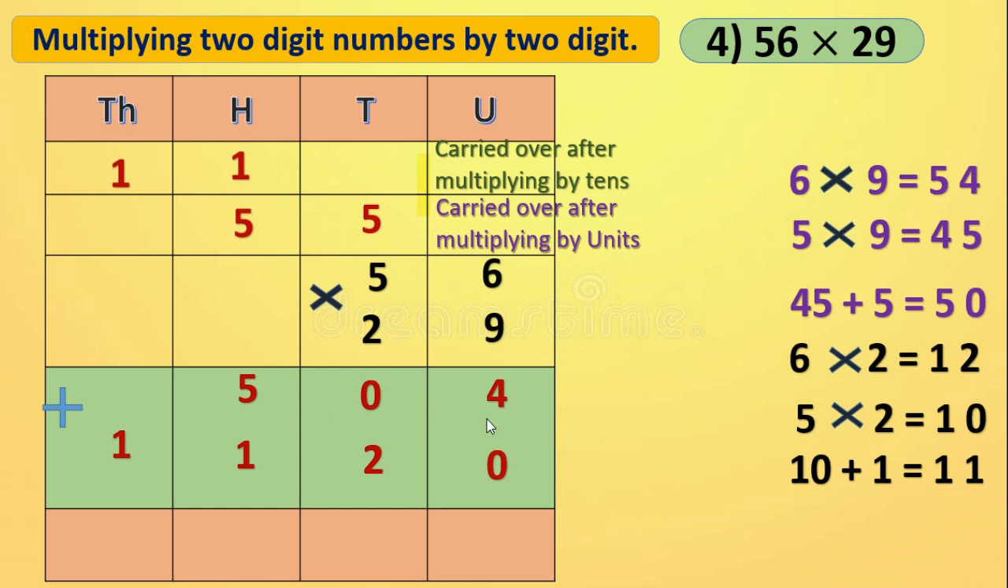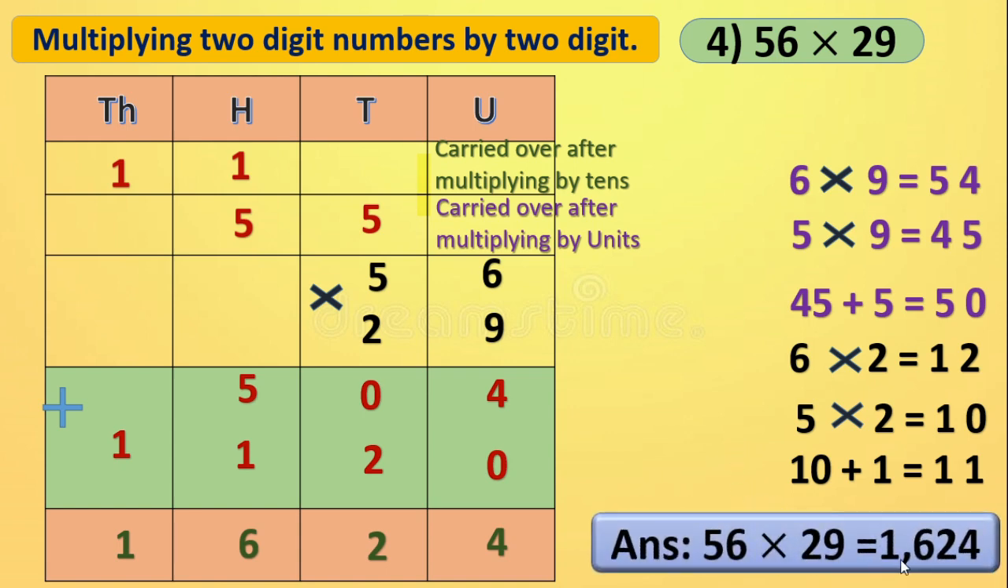Whatever we got. Okay? Now we will add this 4 plus 0, that is 4. 0 plus 2, that is 2. 5 plus 1, that is 6. Here 1. Correct? So the answer for 56 multiplied by 29 is nothing but 1624. Got this, children? Yes. Very good. We will solve one more sum of this kind.